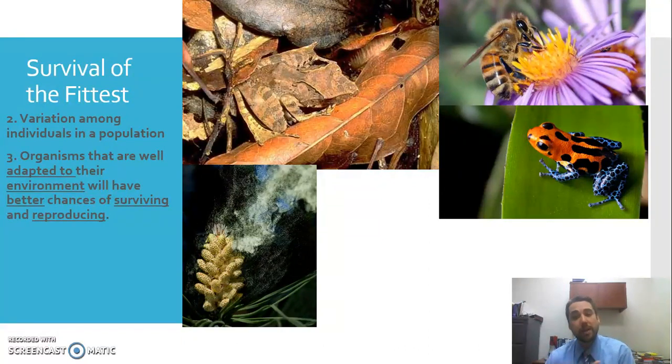Darwin was saying, okay, there's natural variation, right? He used that idea of artificial selection to say that there's natural variation out there among individuals in a population. And then, to build on that, some organisms are going to have adaptations to their environment that give them a better chance at surviving and reproducing. So think about this idea altogether.